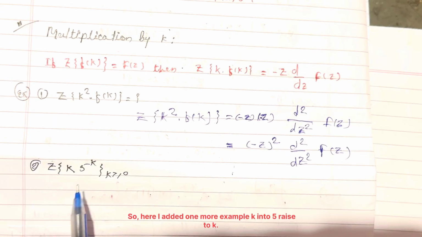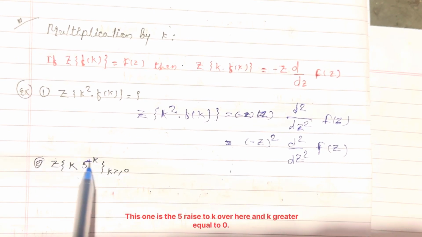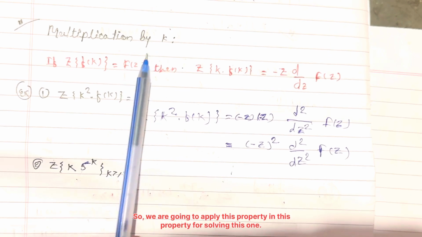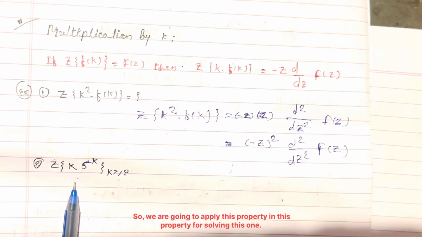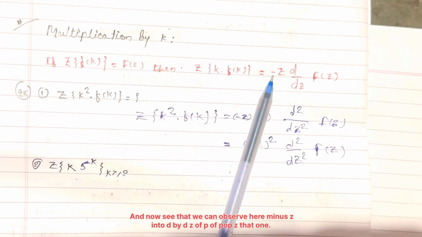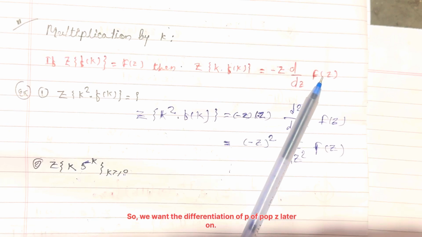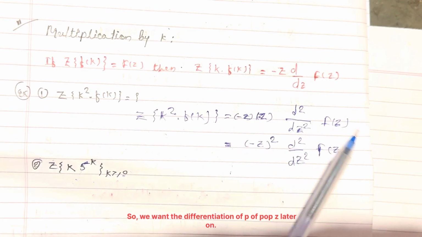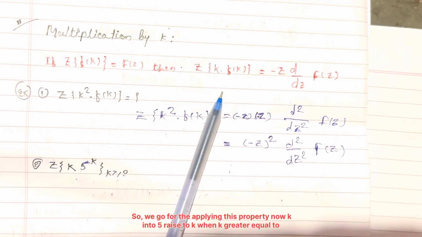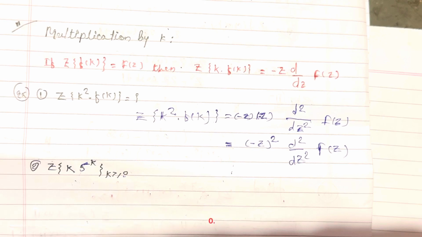So here I added one more example, k into 5 raised to k, where k is greater than or equal to 0. We are going to apply this property for solving this one. Now we can observe here minus z into d by dz of f of z, so we want the differentiation of f of z later on. Yes, so we go for applying this property now, for k into 5 raised to k when k is greater than or equal to 0.